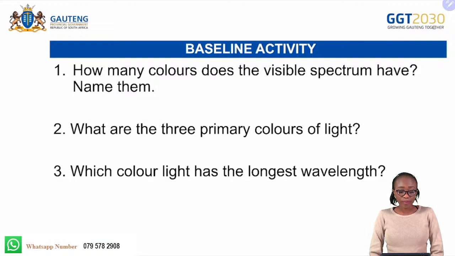So question number 1, how many colors does the visible spectrum have? Name them. Number 2, what are the 3 primary colors of light? And number 3, which color light has the longest wavelength? So I'm going to give you 3 minutes to answer these questions. Then after 3 minutes, we will do the corrections together.